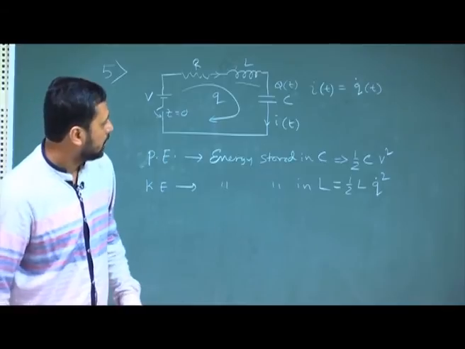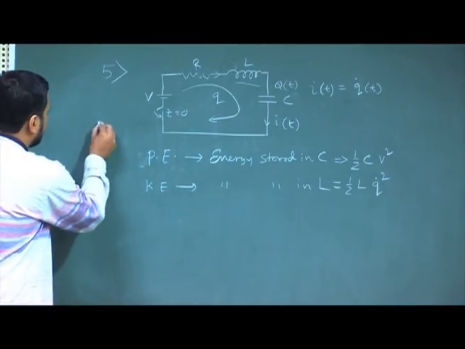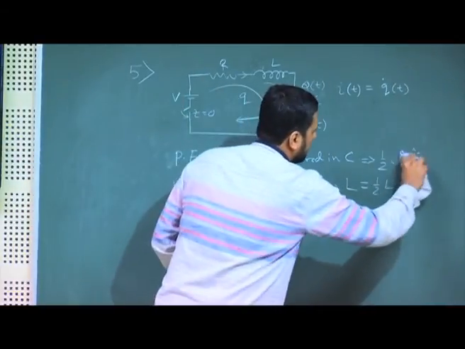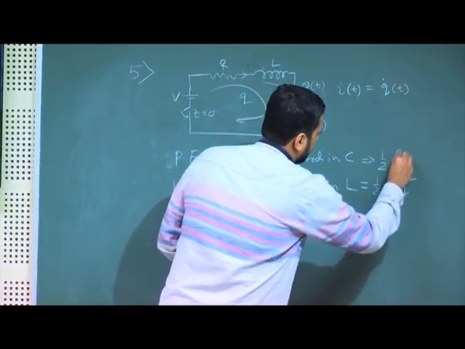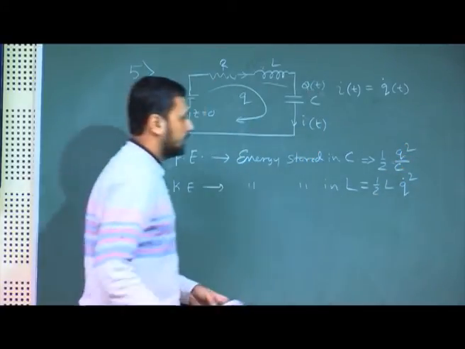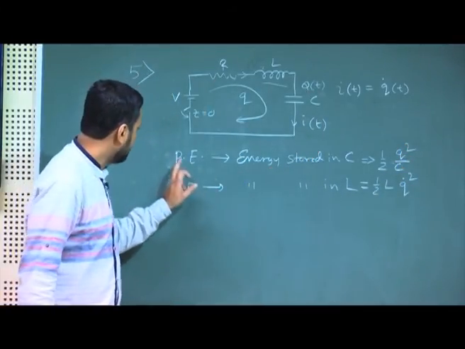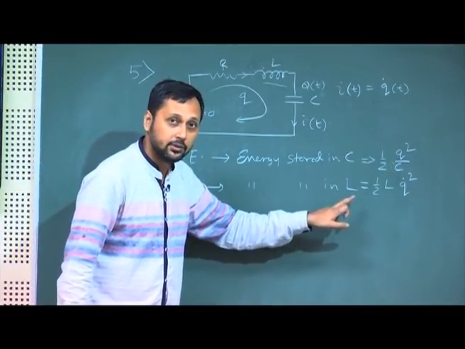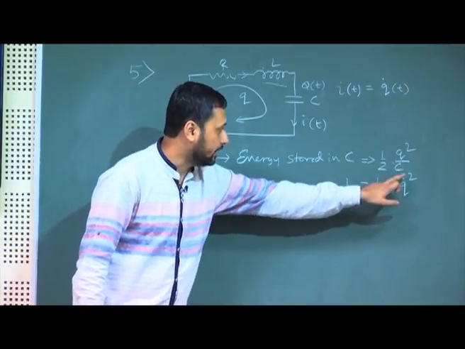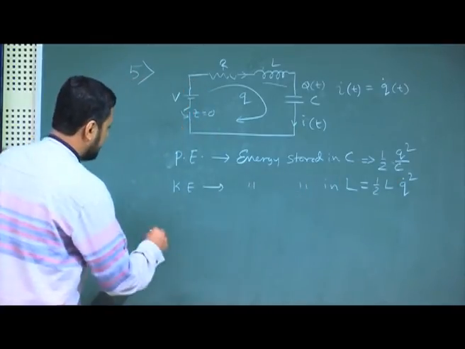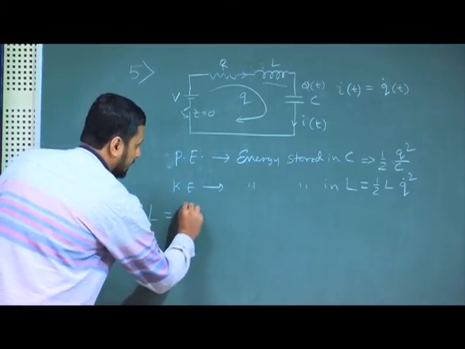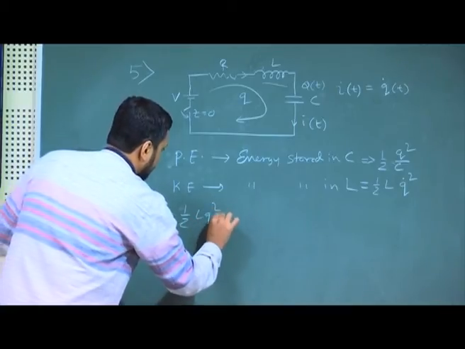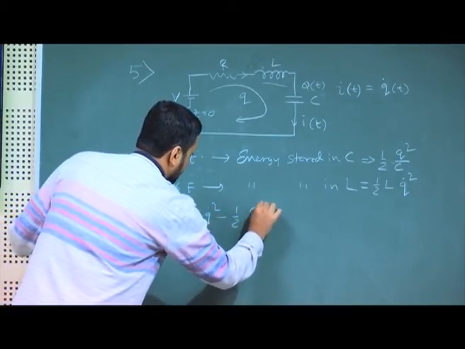Yeah. So, now what we can do is bring it in the form of charge, and write half Q square by C. So, we have a potential energy which is equivalent to half Q square by C, and a kinetic energy which is equal to half L Q dot square. So, the total Lagrangian L will be half L Q dot square minus half Q square by C.